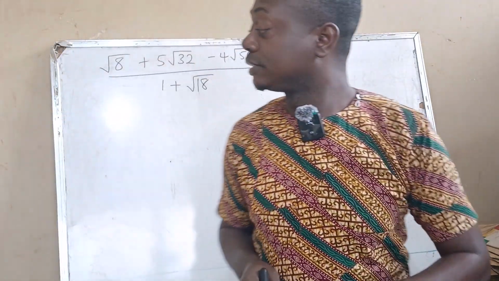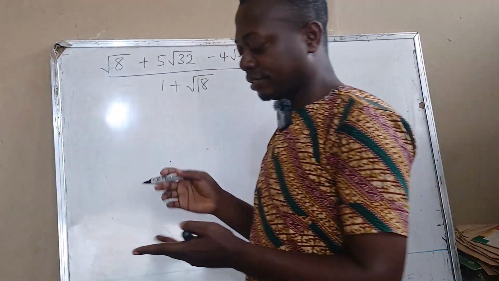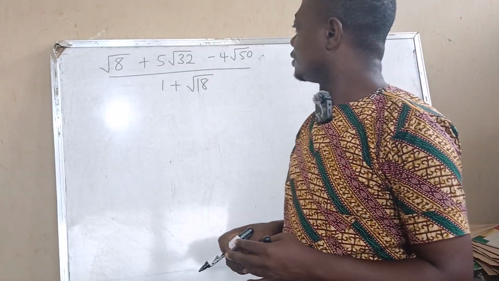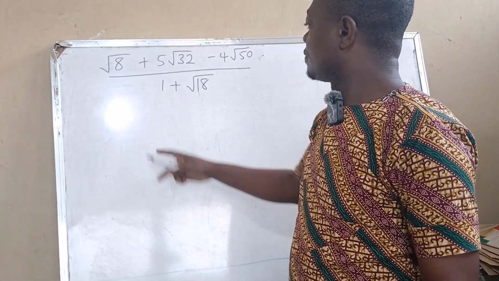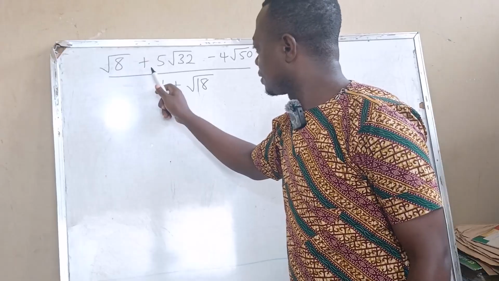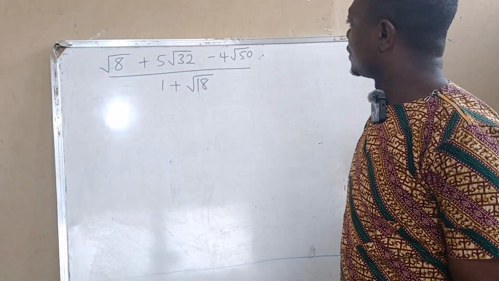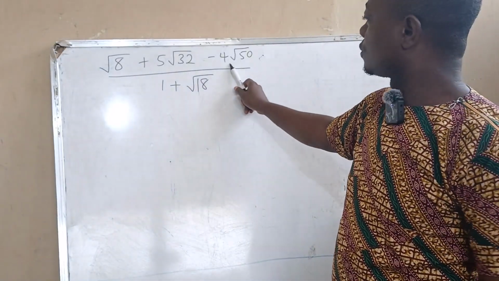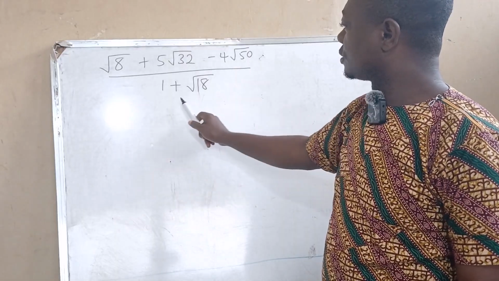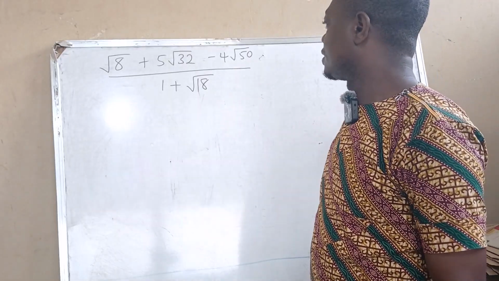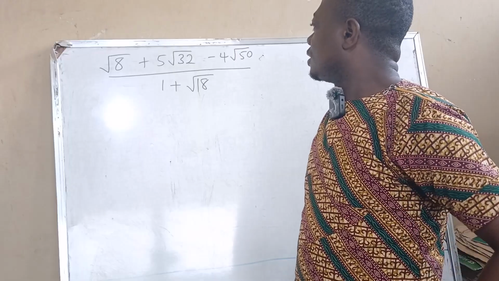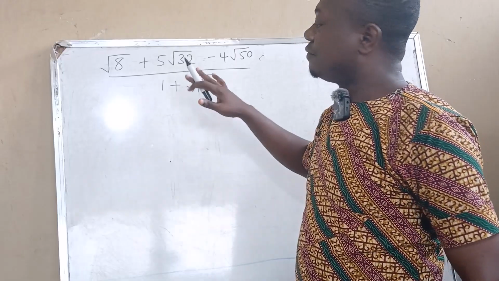Now let's continue with the build-up questions on surds. Okay, so we are given square root of 8 plus 5 root 32 minus 4 root 50 over 1 plus square root of 18. All right, so let's reduce them.